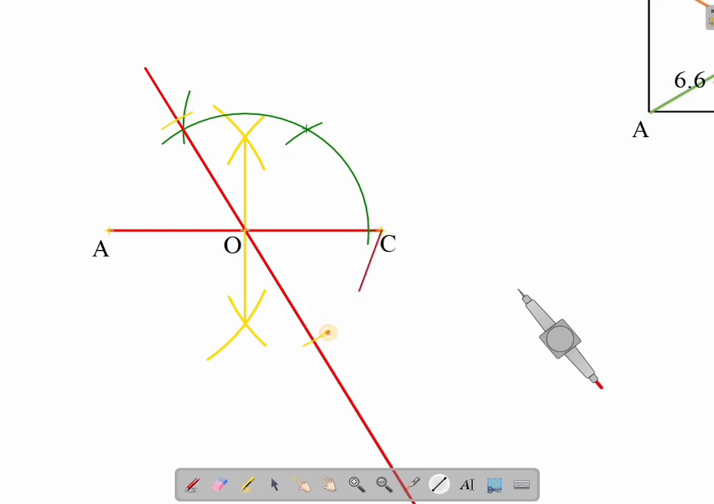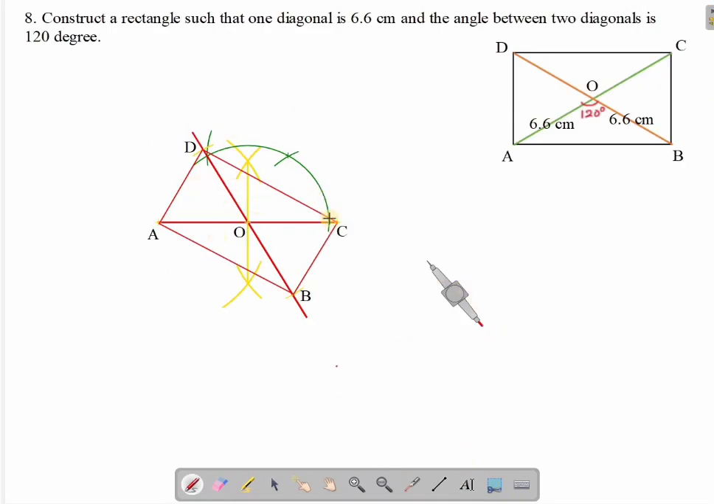You join C with this point, this with A, and this with this point, and ultimately this with this point. So obviously now you see there is a rectangle which is obtained here. So now you need to write B and D. So here is your required rectangle with the diagonals getting intersected at 120 degree angle, and the diagonal is equal to 6.6 centimeter each. So you can try this construction without looking into it again.